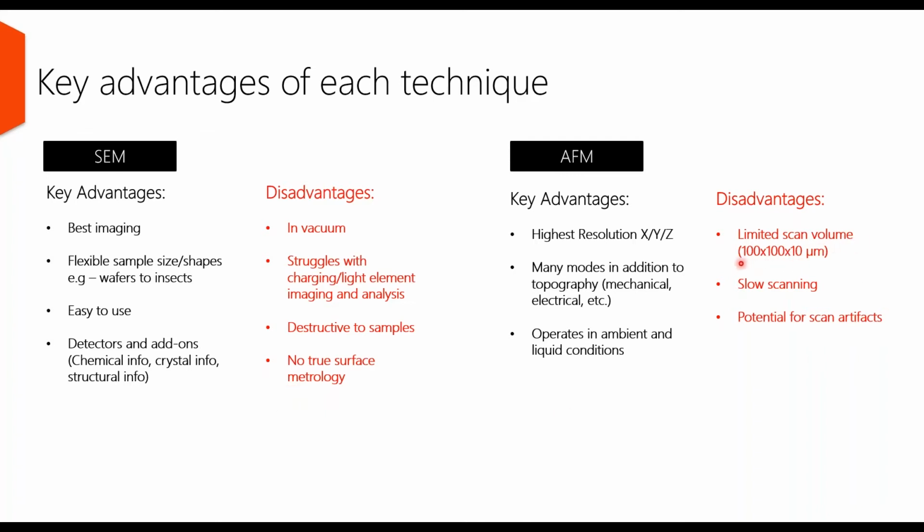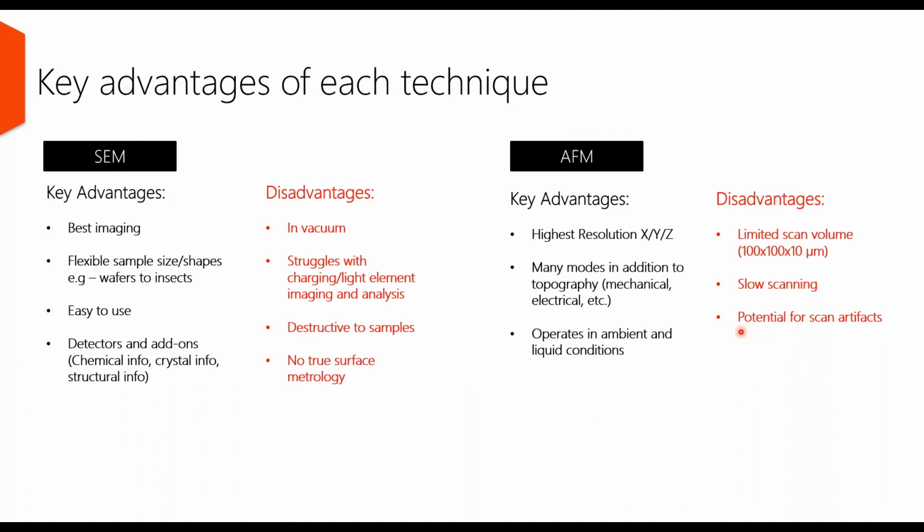Some disadvantages of AFM: you have a limited scan volume. Our scan area is limited to 100 by 100 by 10, or actually probably 12 microns for the Flex, and then you have to move the sample around. Obviously with SEM, you can get a much bigger field of view. AFM is also considerably slower. A good AFM image probably takes 3 to 4 minutes, maybe longer, for a single frame, whereas in SEM you can get a frame in a couple of seconds.